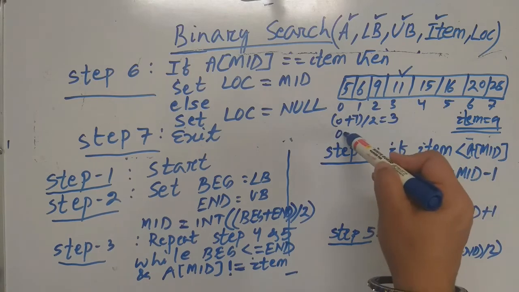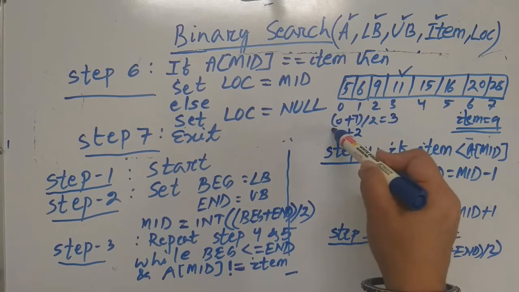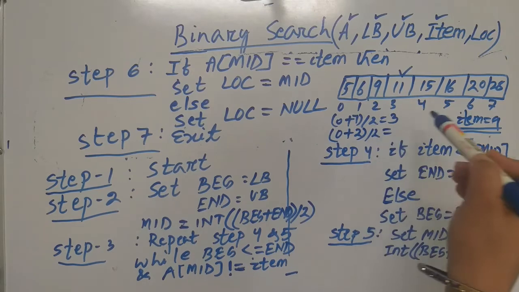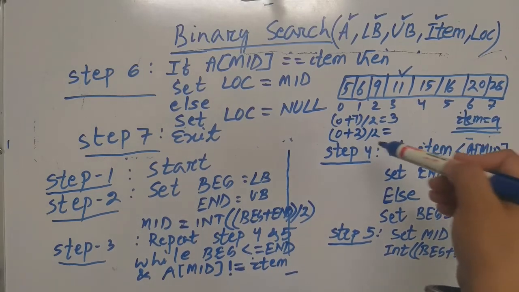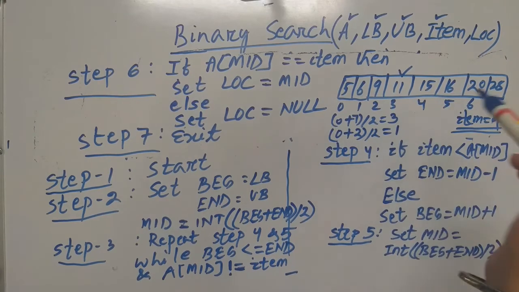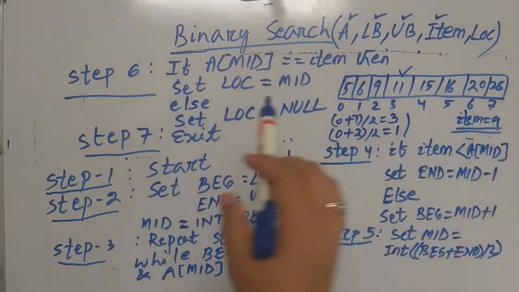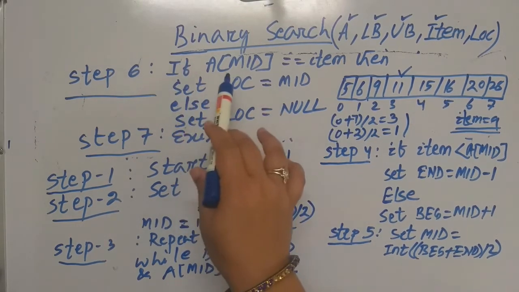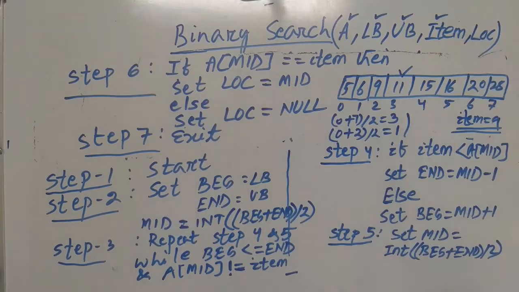So next, 0 plus 2 divided by 2 is the next mid position. So 0 plus 2 divided by 2, what is the value here? 1. Okay. So if it is 1, then what are we doing? We search whether a mid is equal to item.